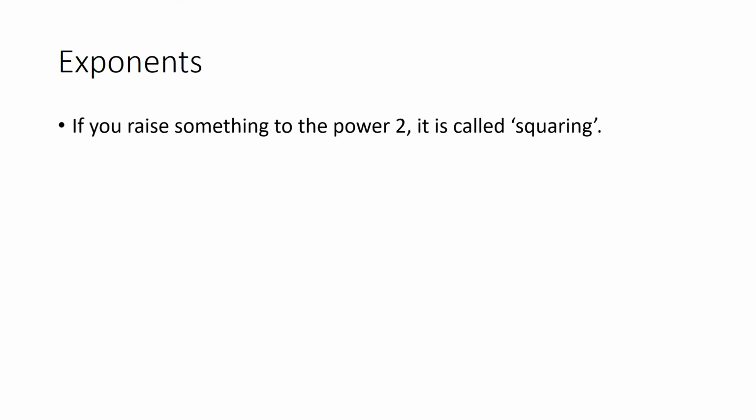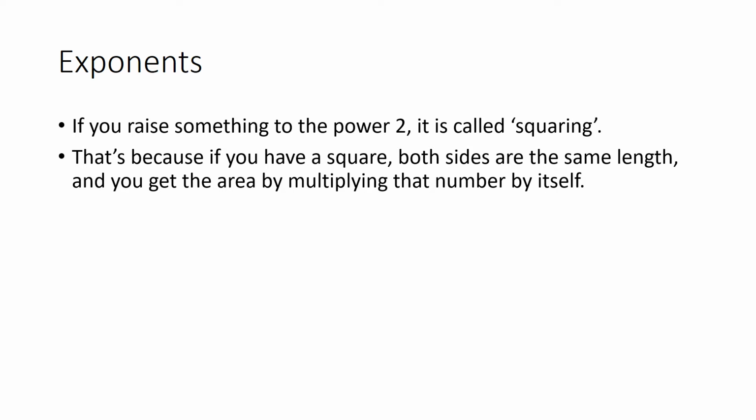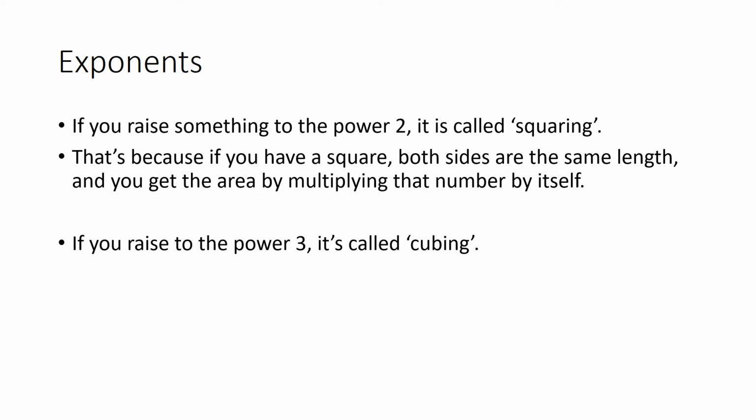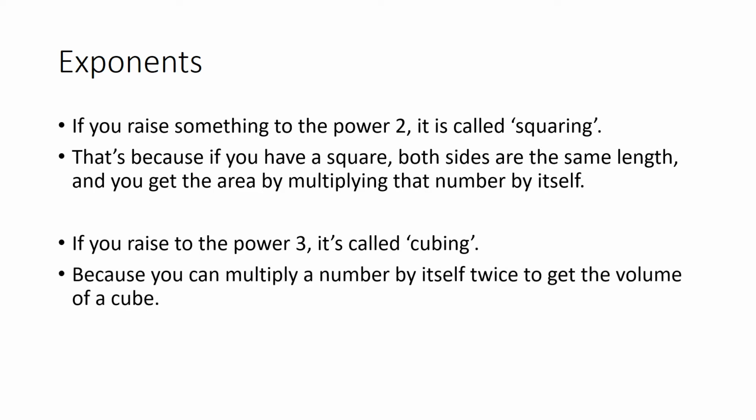If you raise something to the power 2, that's a special one. It's called squaring, because if you have a square with a certain length of a side, you can get the area of the square by multiplying it by itself. For the same idea, by the way, that's why power 3 is called cubed. You can get the volume of a cube by taking the width or the height or the depth and multiplying it by itself twice. So x times x times x gives you the volume of a cube with sides of length x. Any other exponent though, it's just called the nth power, so 4th power, 5th power, 6th power, etc.